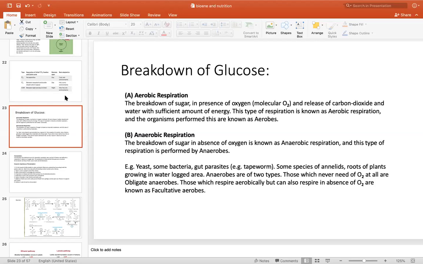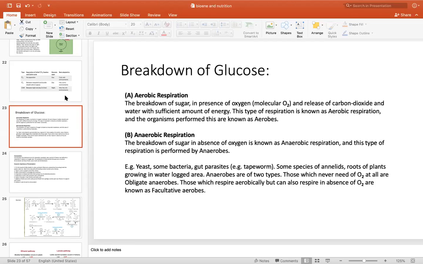This type of respiration is known as aerobic respiration, and the organisms that perform it are called aerobes. Similarly, the breakdown of sugar in the absence of oxygen is known as anaerobic respiration, and this type of respiration is performed by anaerobes. Human beings prefer aerobic respiration, but can also perform anaerobic respiration to a limited extent. It is not very efficient in human beings, but there is a possibility to undergo it.